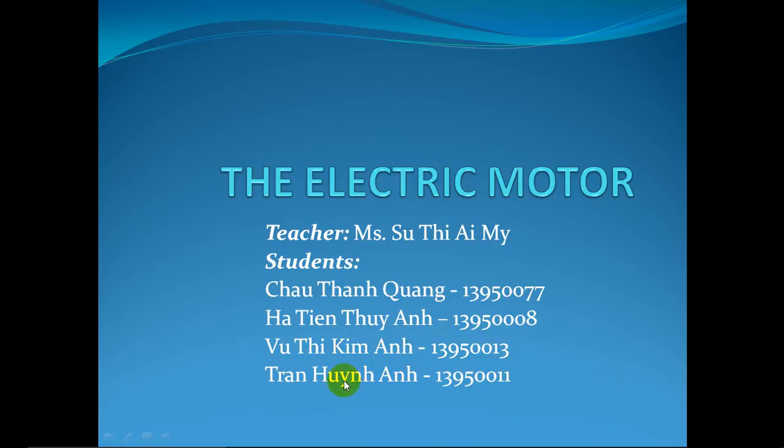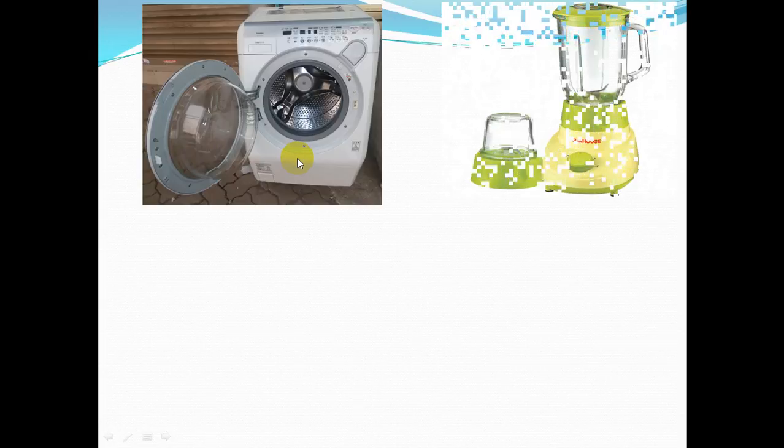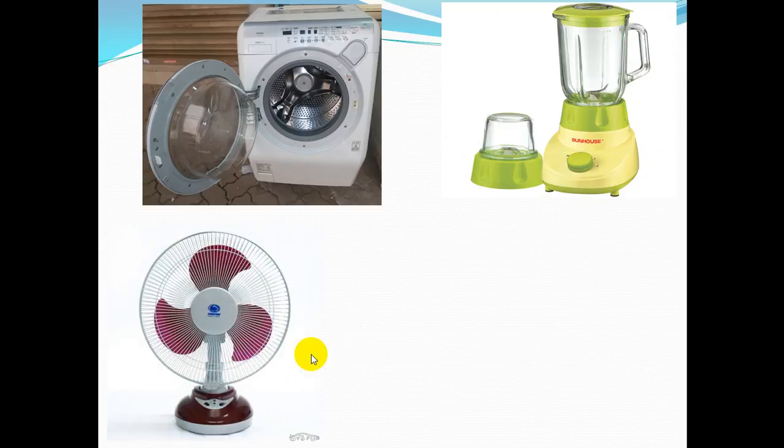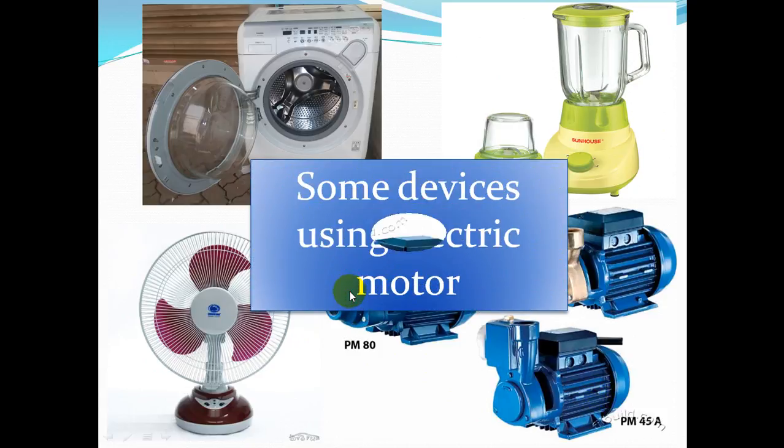And now we will show you some pictures. Can you guess the name of the machine? It's so easy, right? It's a washing machine. And the next one is a machine that you use every day. It's a blender. Oh, it's so easy, right? It's a fan. And the last one is a water pump. Did you know how it works? These are some devices using an electric motor.